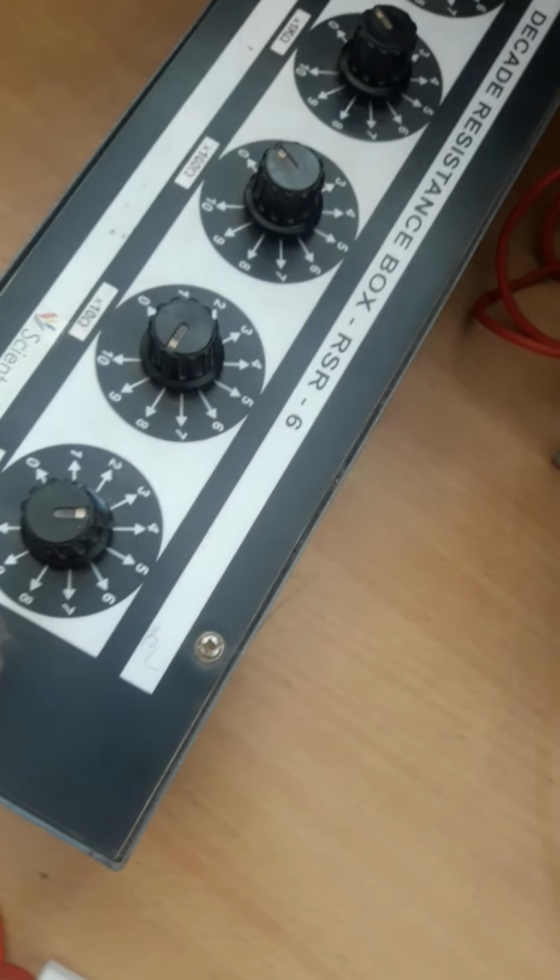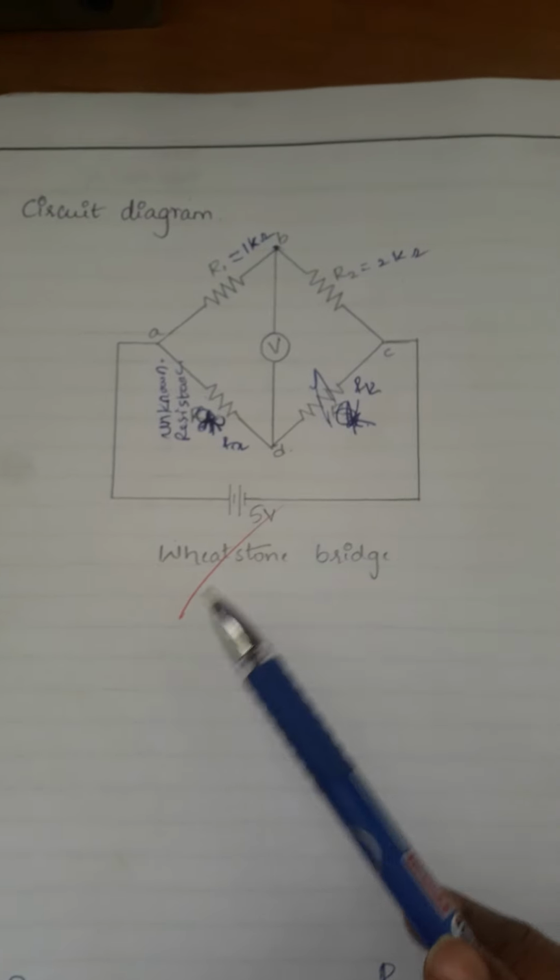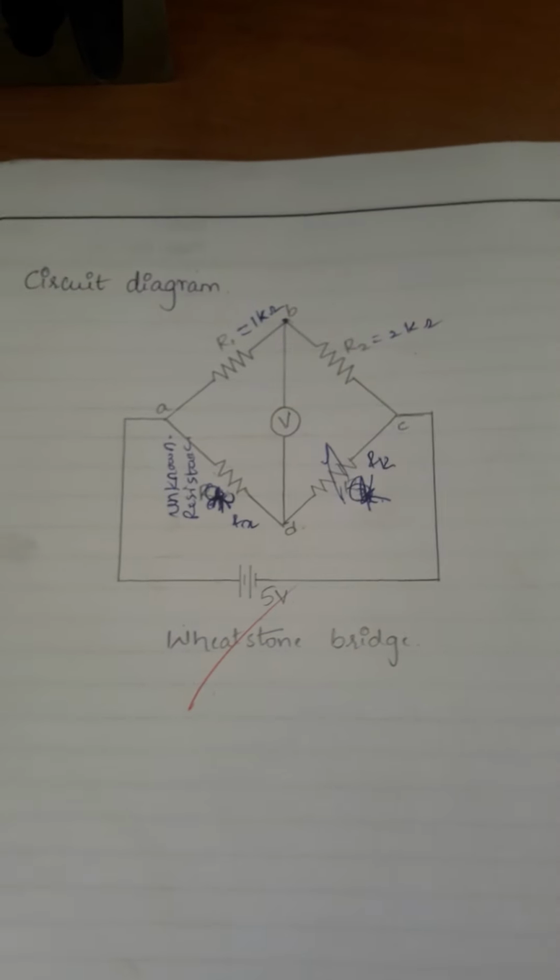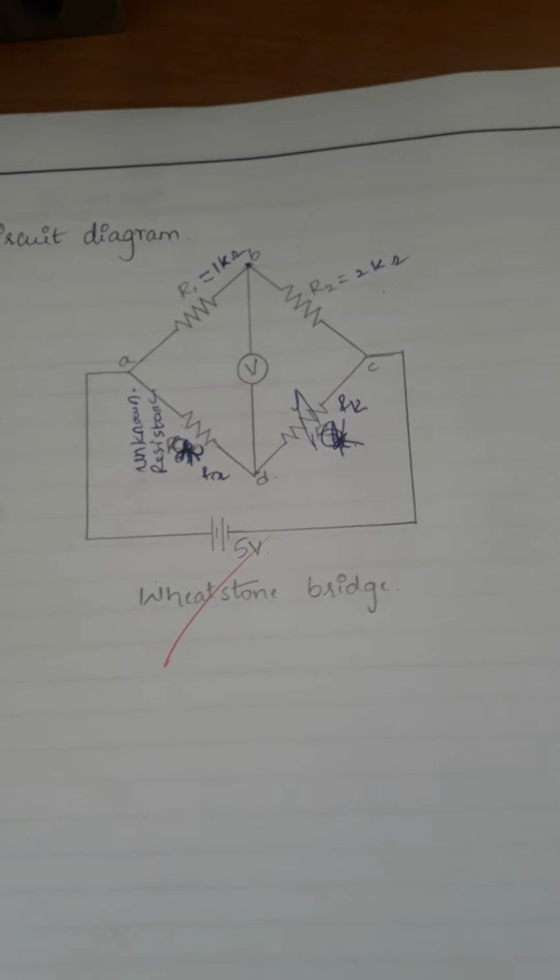So you need to bias this experiment. For biasing, we have to use the power supply. This is the power supply here. We need to connect this power supply between points A and C. That is a 5 volt supply. Okay, so this is the procedure we have to follow for the Wheatstone bridge, to find out the unknown resistance value.